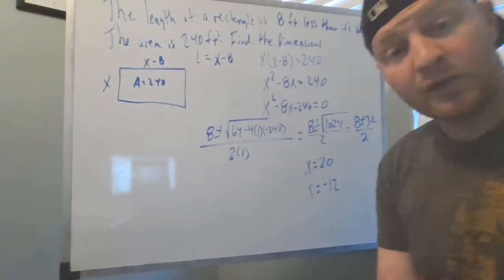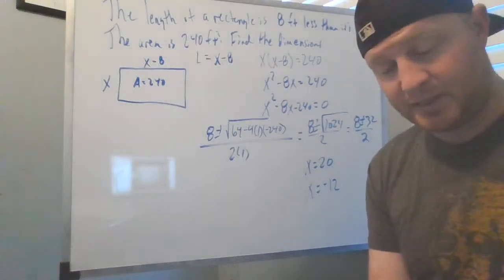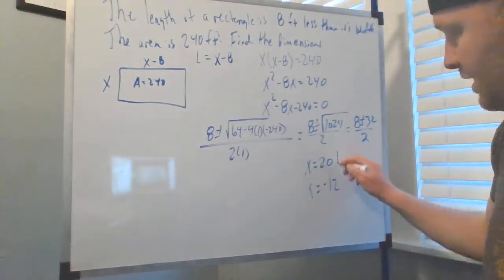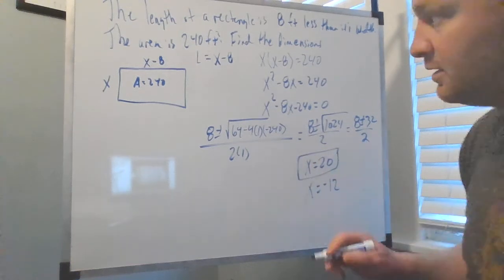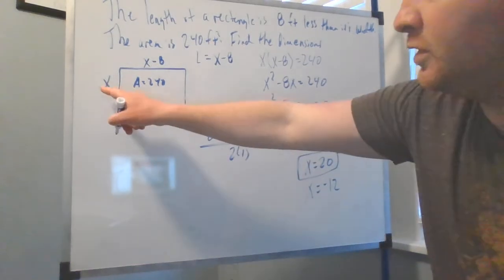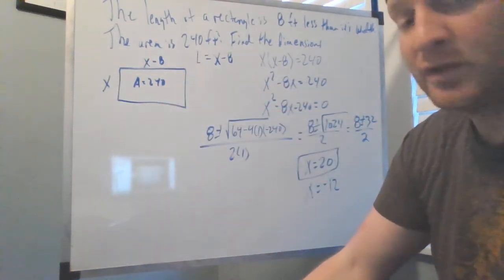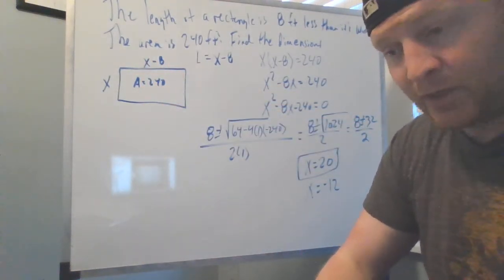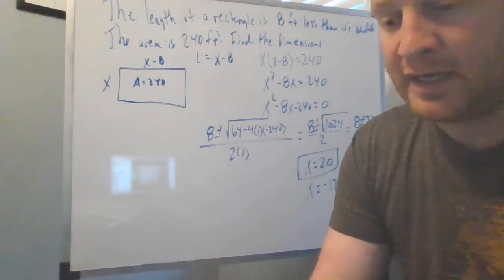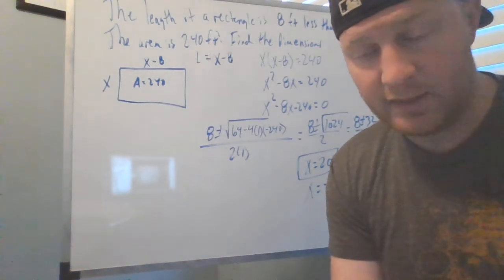So I wonder which answer makes the most sense in this case. That's right, x equals 20. And you can even check that out if you want, but 20 times 12 is 240, and we're good to go. So hopefully this makes sense for you guys, and you guys can do the work.